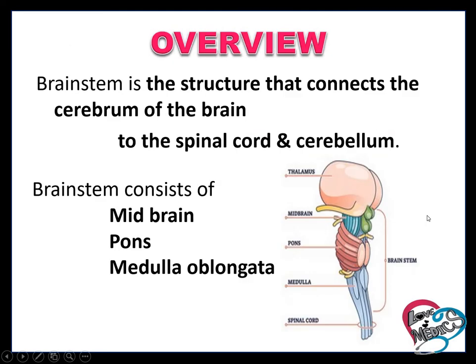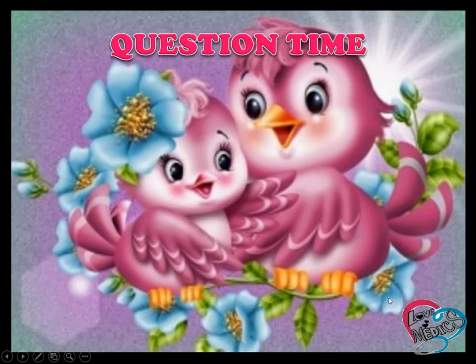Brainstem overview. It is a structure that connects the cerebrum to the spinal cord and cerebellum. It consists of midbrain, pons and medulla oblongata, that is the brainstem.